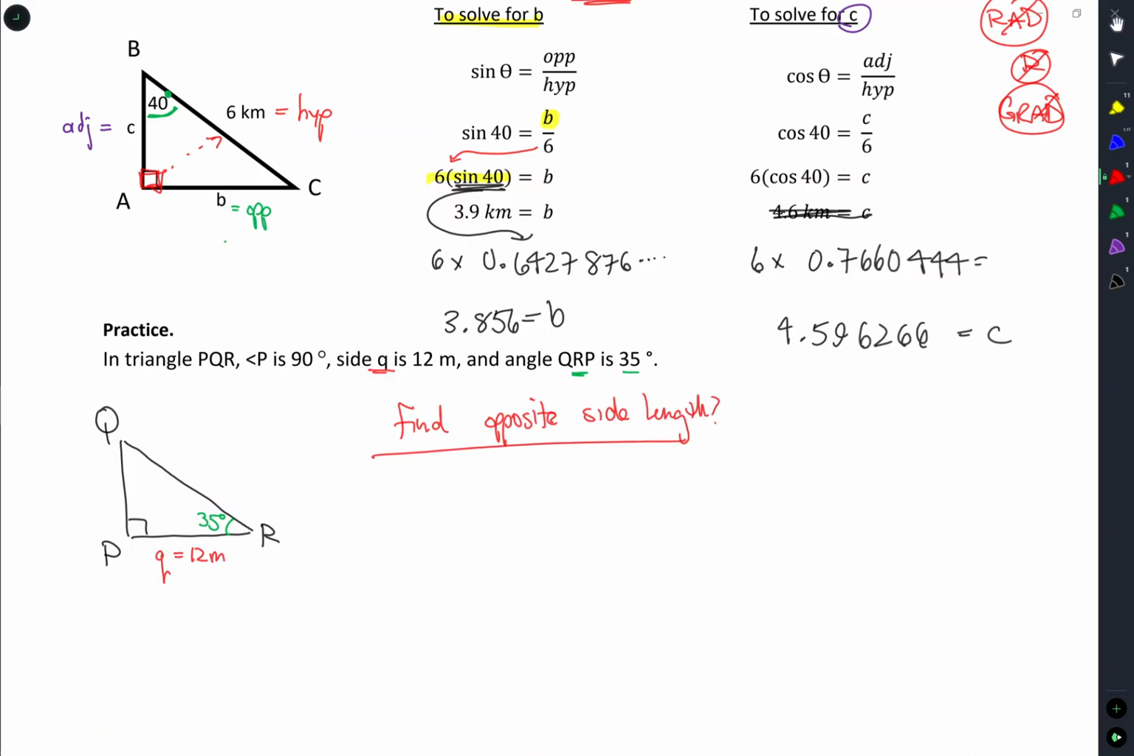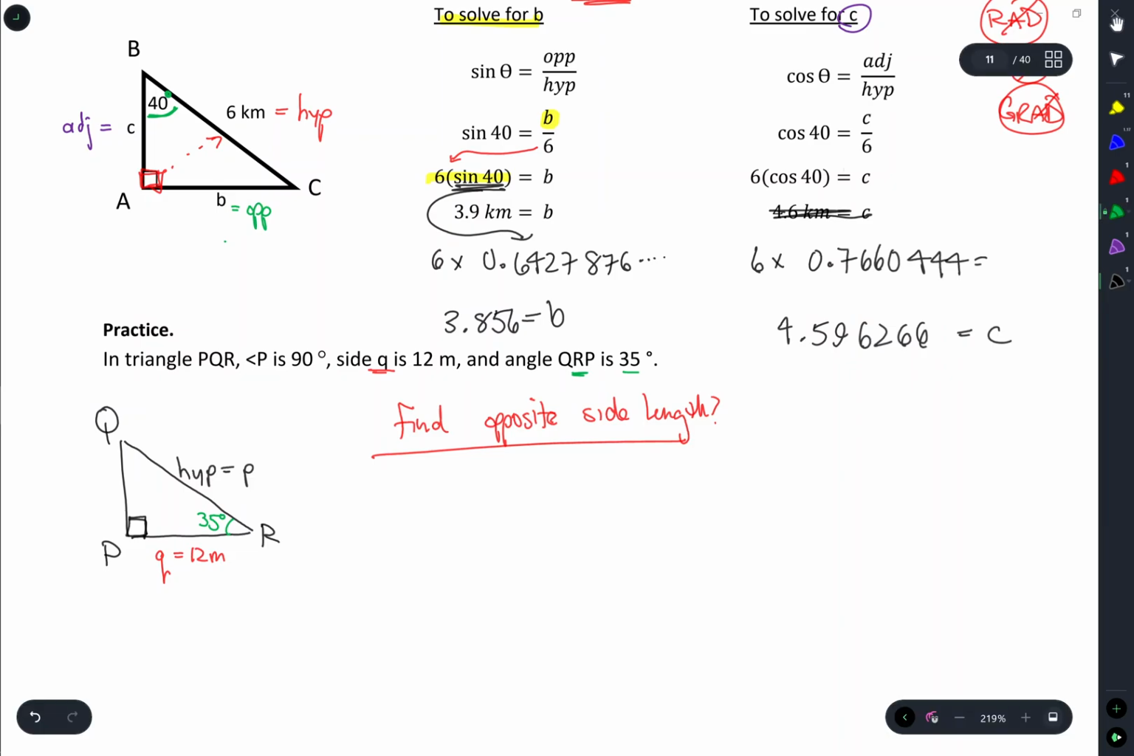Okay, so we've got this angle of 35 degrees. We've got a right angle. We've got side Q. We need to label a few sides. Generally, the first thing we want to do after a little bit of a sketch. So we have our 90 degree angle here. So that's going to make this side here the hypotenuse. That's side little p.